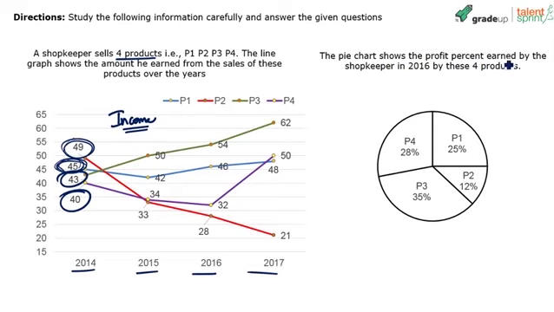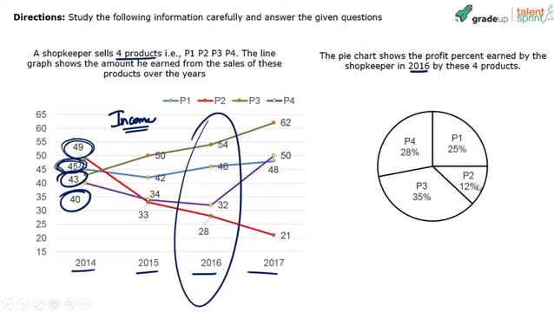The pie chart shows the profit percent earned by the shopkeeper in 2016. The pie chart is only for one of the years for these 4 products. So only for 2016, the profit graph is also given to us. Profit percentage is given to us. So what do you understand from this? What all can be extracted? It's simple. These are profit percentages. These are incomes. But what exactly can be extracted by combining these two? If you want to combine these two, what data can be extracted?